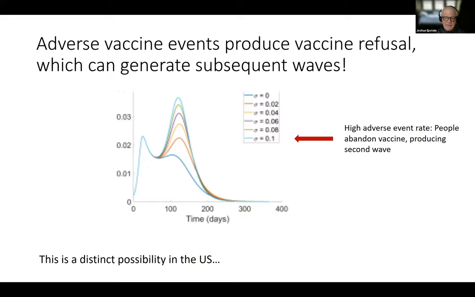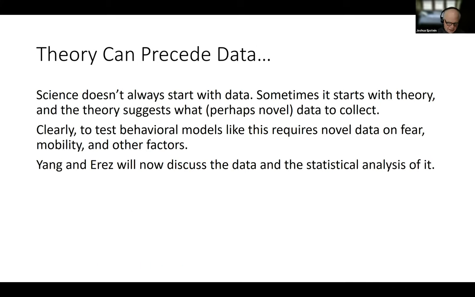If we have high adverse event rates, or highly salient adverse events might be a better way to put it, then people abandon the vaccine and you can get another second wave from vaccine refusal. This is a distinct possibility here and now. And it's another one of these dynamics that our model at least captures in a qualitative way. And I say qualitative because we're now engaged in empirical work to try to test this model and see if some aspects of it actually stand up to empirical challenge.